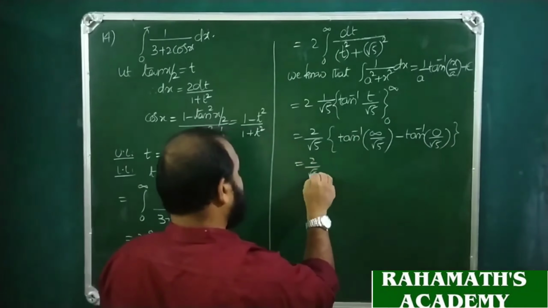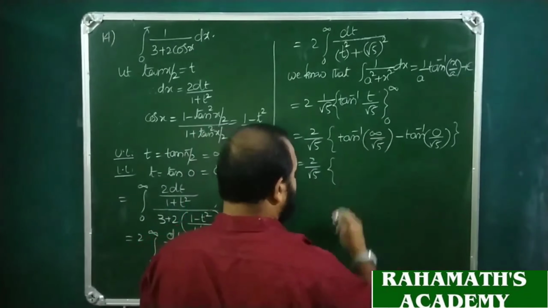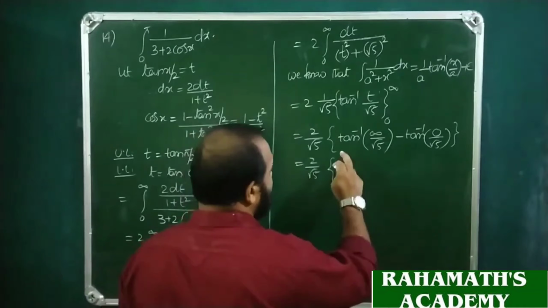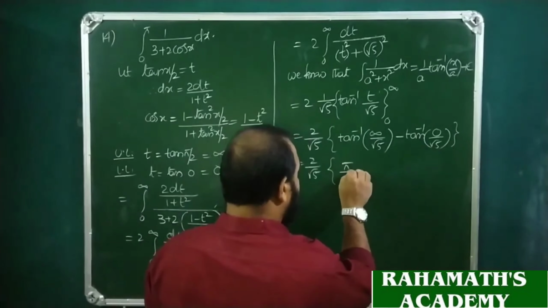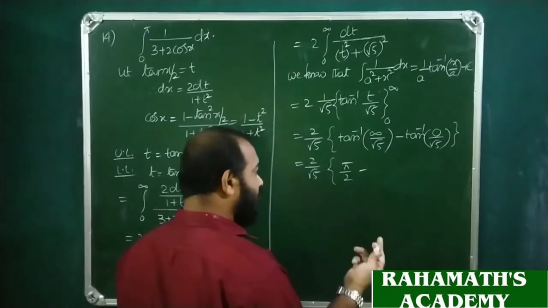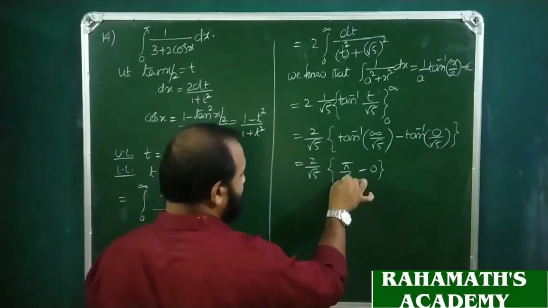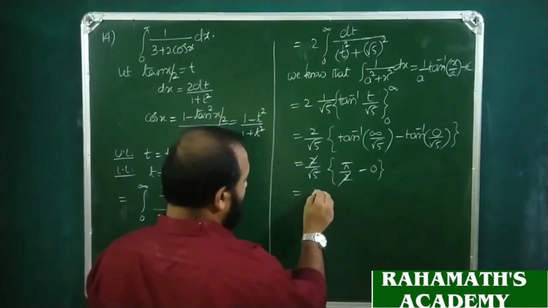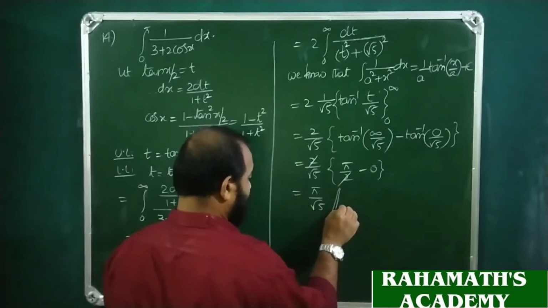So 2 by root 5, tan inverse infinity by root 5 is tan inverse infinity. What is tan inverse infinity? Tan 90 is infinity, so tan inverse infinity is pi by 2, minus tan inverse 0 by root 5, which is tan inverse 0. So 0 only. So this 2 gets cancelled, and I am left with pi by root 5.